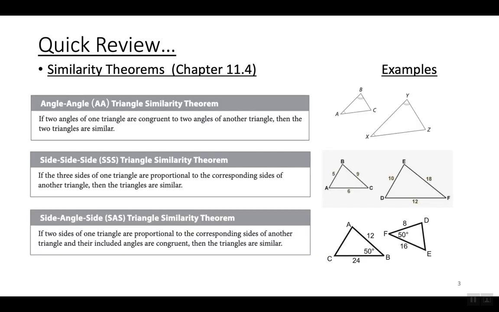There are three triangle similarity theorems. First of all, angle-angle triangle similarity theorem. If two angles of one triangle are congruent to two angles of another triangle, then the two triangles are similar. The second one is the side-side-side triangle similarity theorem. If the three sides of one triangle are proportional to the corresponding sides of another triangle, then the triangles are similar. And the third one is side-angle-side triangle similarity theorem. If two sides of one triangle are proportional to the corresponding sides of another triangle, and their included angles are congruent, then the triangles are similar.